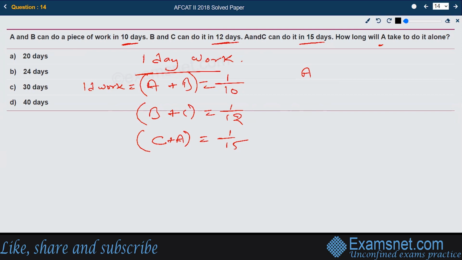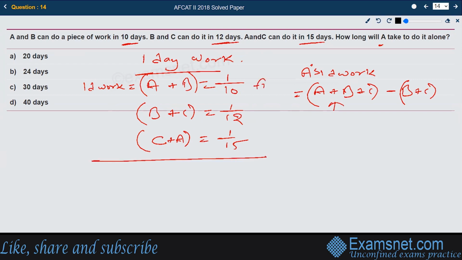Now, he wants us to calculate how much A takes to do the work alone. So, I need to know A's 1 day work. How can I find out A's 1 day work? It is obviously A plus B plus C. If I know A plus B plus C combined 1 day work and I subtract from that B plus C's 1 day work, obviously I'm going to get A's 1 day work. So I need to know the A plus B plus C combined 1 day work. We can use these three equations, 1, 2, and 3, to find out A plus B plus C combined value.